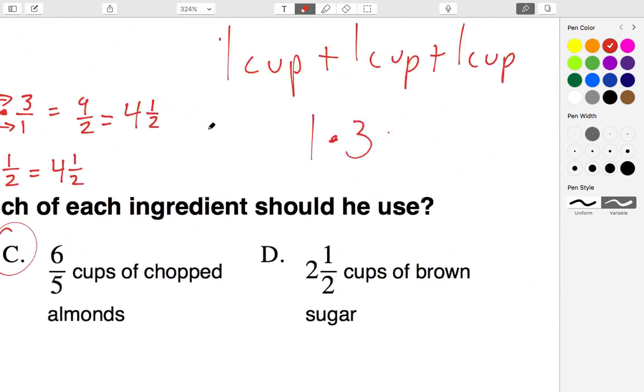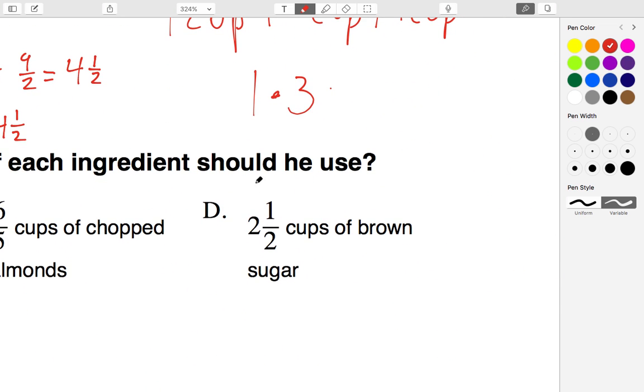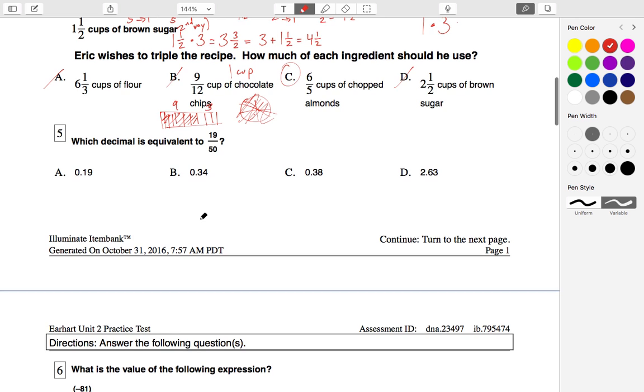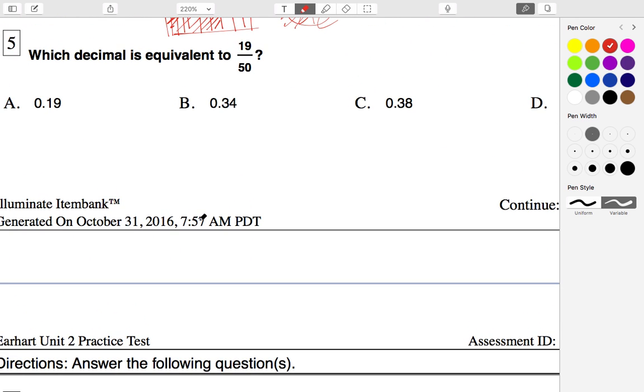Yeah. Okay, so is 4 1/2 cups of sugar right? No. Okay, so your answer was C for this. Okay, go to number 5. Which decimal is equivalent to 19 over 50?